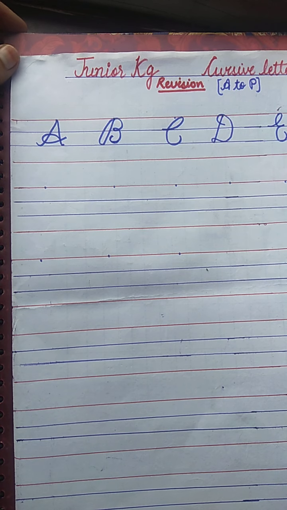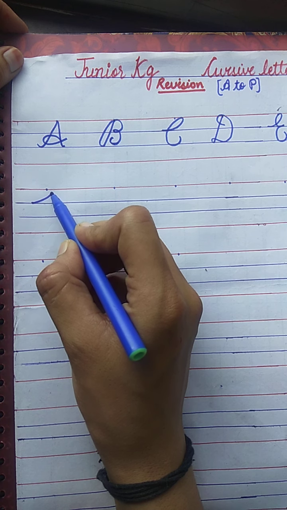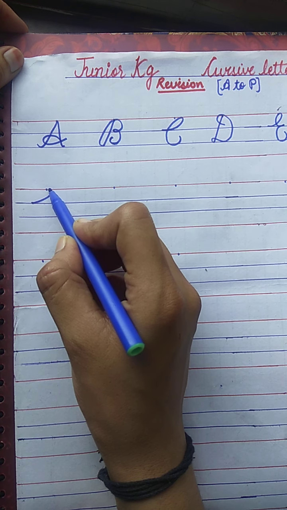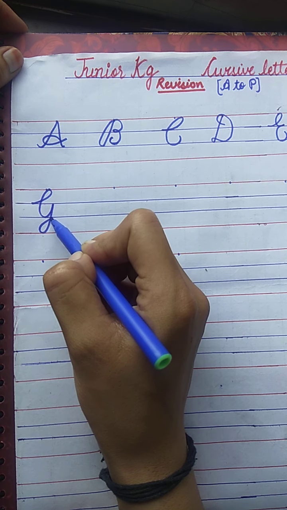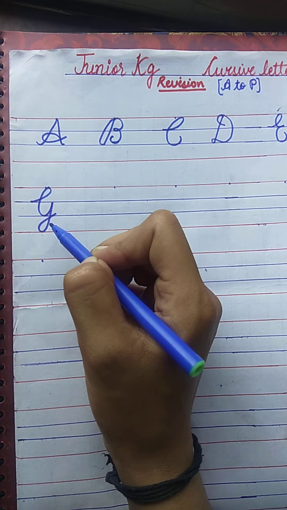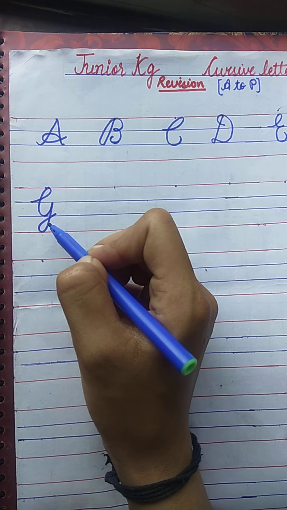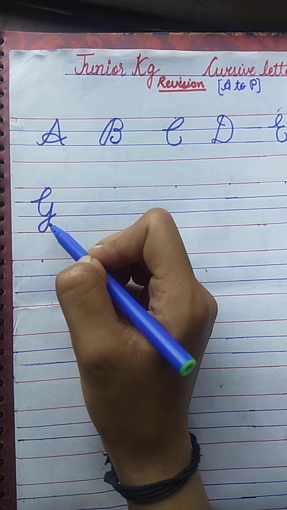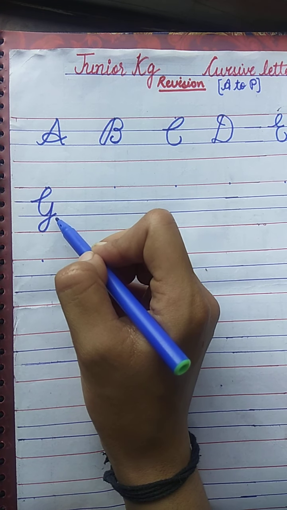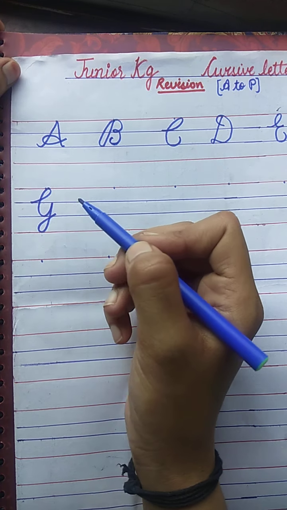G. G for grapes. Now see here, put your pencil on a blue line, draw a curve, a semicircle, slanting line and a curved line. This is letter G. G for grapes. Now the spelling of grapes is G-R-A-P-E-S, grapes. Now the next letter is H.